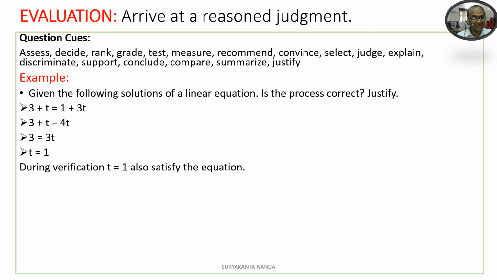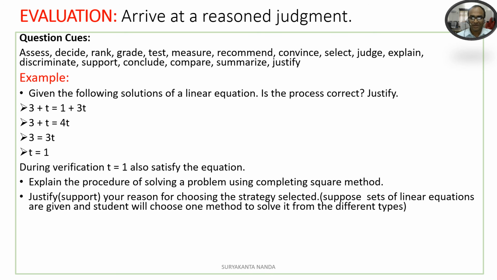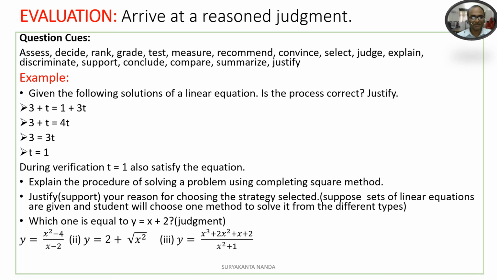So here the equation is given. The solution obtained is t equals 1. t equals 1 satisfies the equation, but the method is not correct. That students will justify. The second example is: explain the procedure of solving a problem using the completing the square method. The third example is like this. Justify your reason for choosing the strategy selected. Suppose sets of linear equations are given and students will choose one method to solve them from the different types.